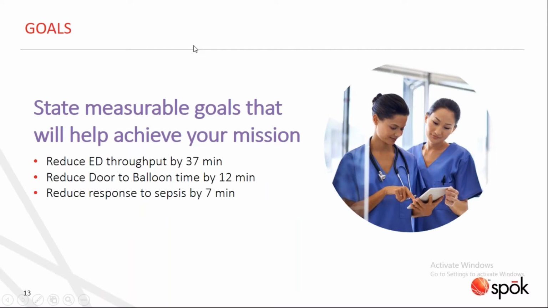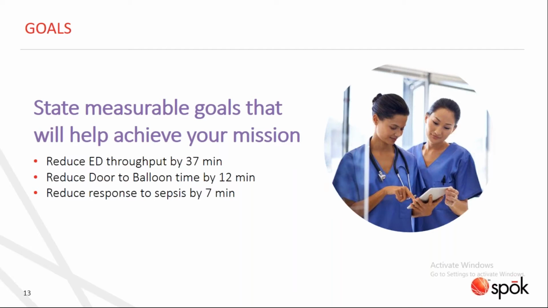Then you want to distill that down into goals. And at this point, you want to state measurable goals that will help you achieve your mission. At this point, you're getting down to more of the numbers, like, for example, reducing ED throughput by 37 minutes or reducing door-to-balloon time or response to sepsis. So, these are specific metrics.